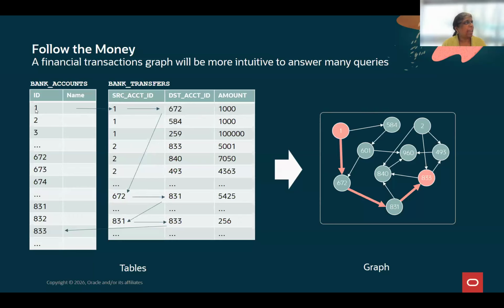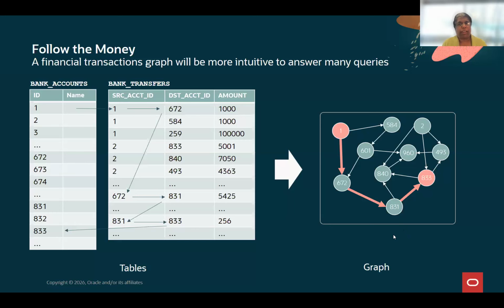So if you want to ask, has account 1 transferred money to 833, you have to navigate all of these different rows, which, as I was saying earlier, is very intuitive when you think of it as a graph. And you can see here, compared to the simple example, in this more complex example, things can get complex very quickly. Even the graph here has more entities and more relationships.